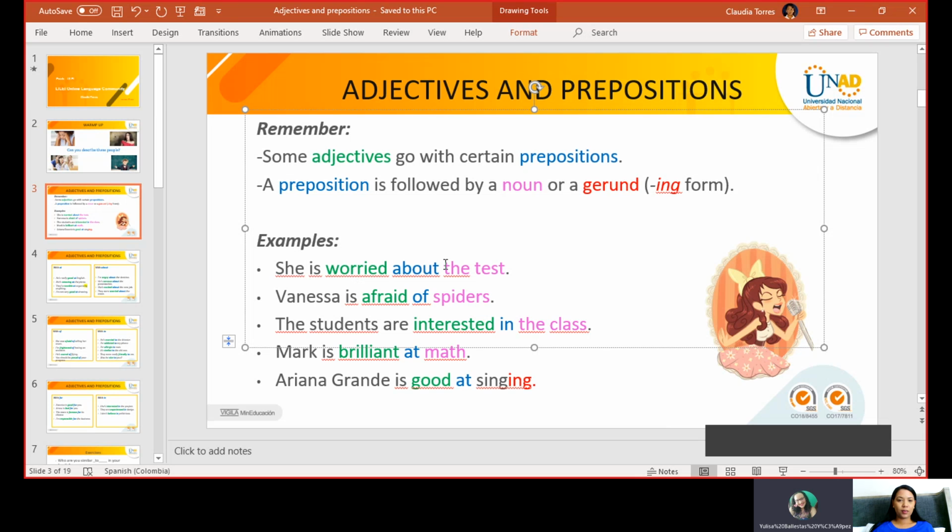Okay, is that clear? Yes, teacher, it is clear. Okay. Now look at the next example.